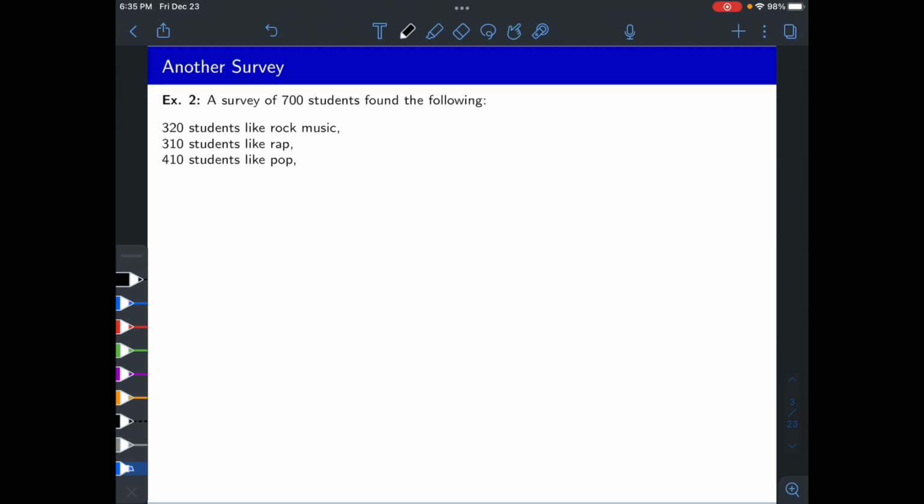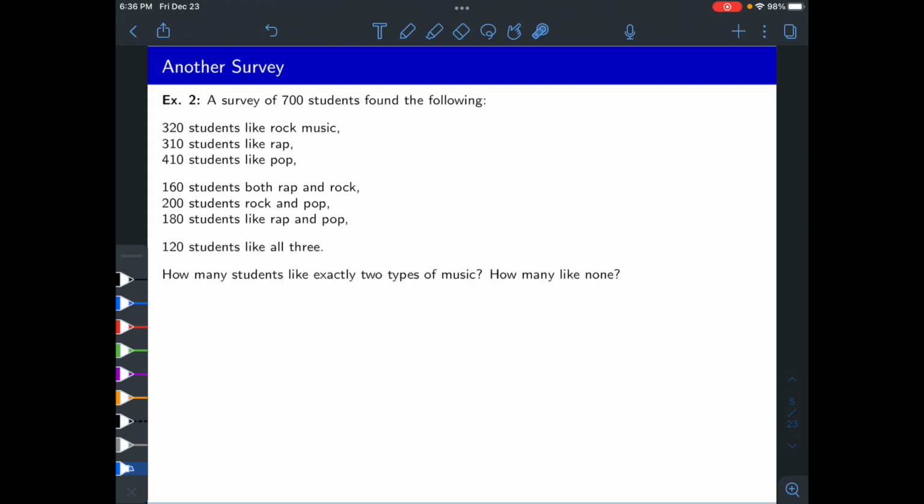Let's do another survey. This one will be a little bit more involved. So let's say that there are 700 students that are polled. 320 of them like rock music, 310 like rap, 410 like pop. There's also some information about people that like two types of music. So 160 like both rap and rock, 200 like both rock and pop, and 180 like both rap and pop. Also, 120 students like all three.